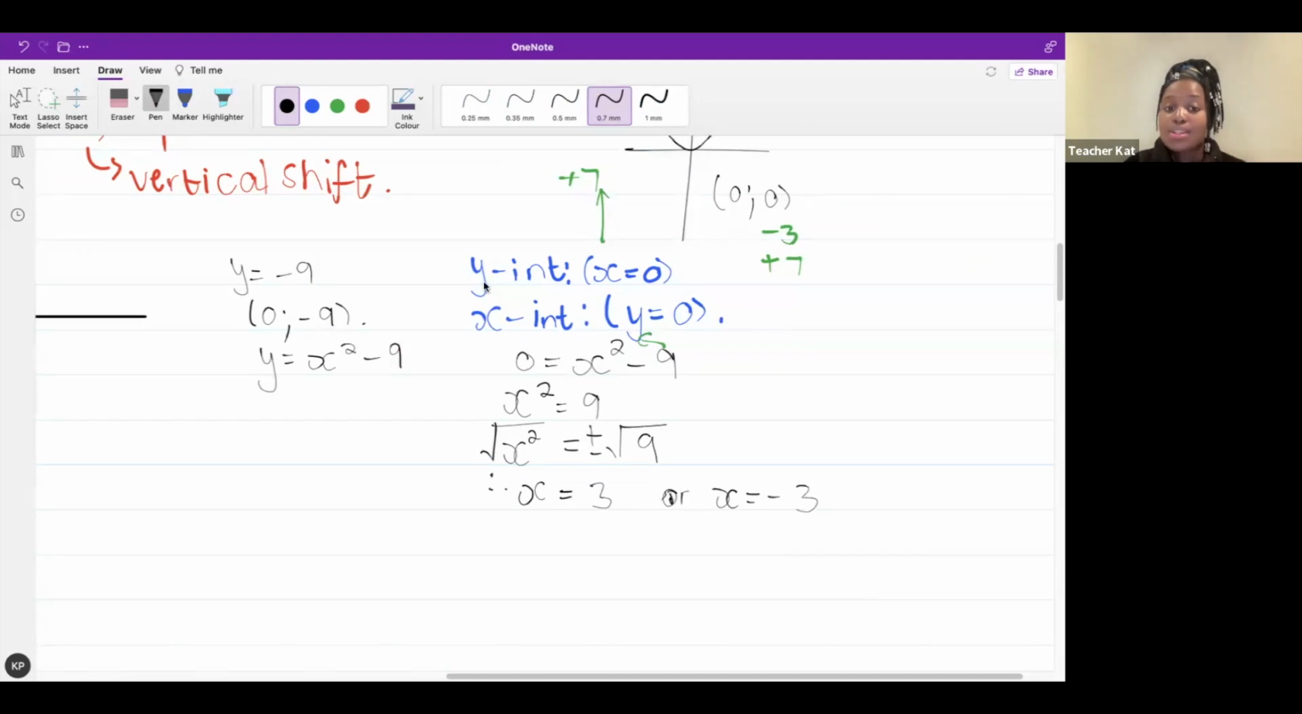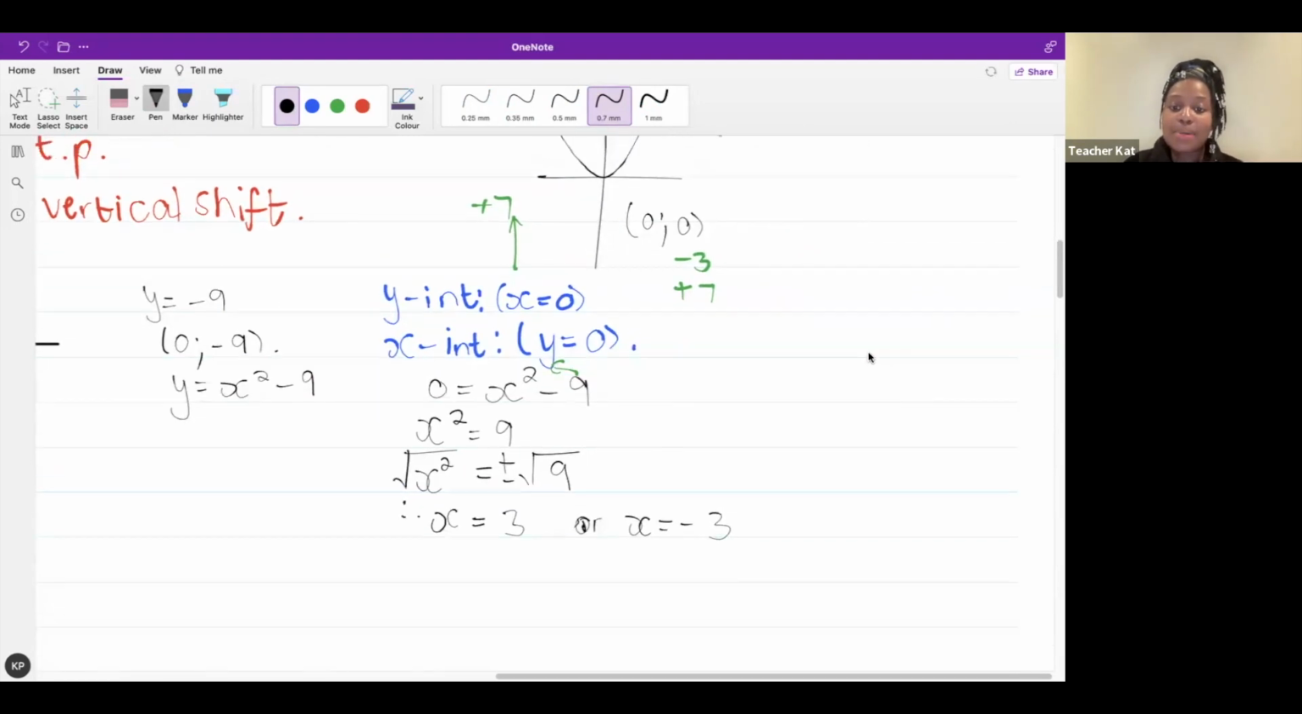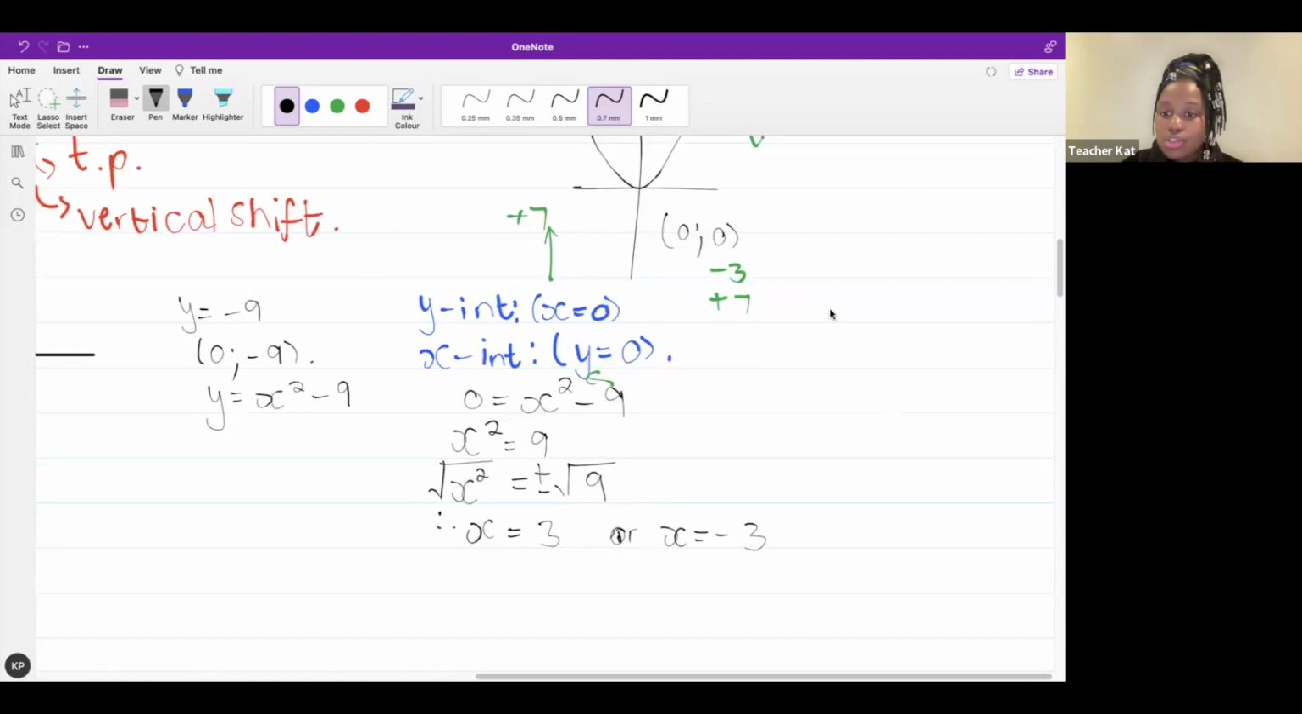Okay, that's why difference of two squares is a little bit safer, because let's do difference of two squares. x squared minus 9 equals 0. What are my two brackets here for difference of two squares?